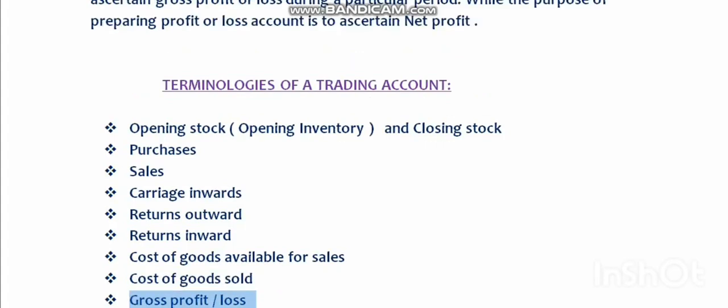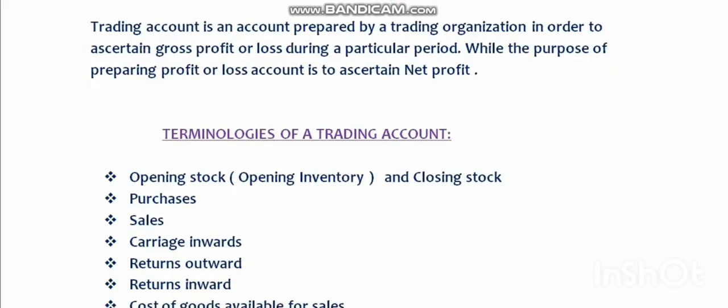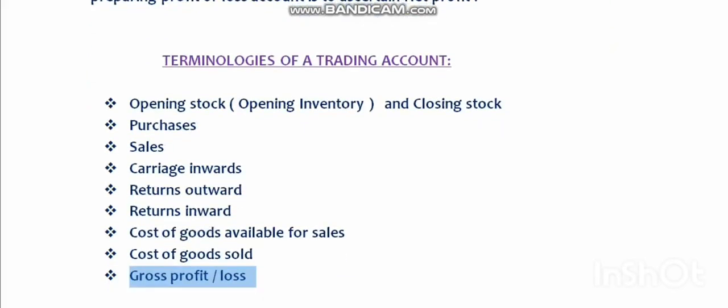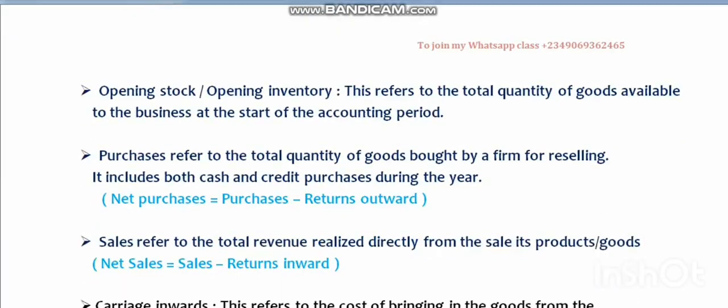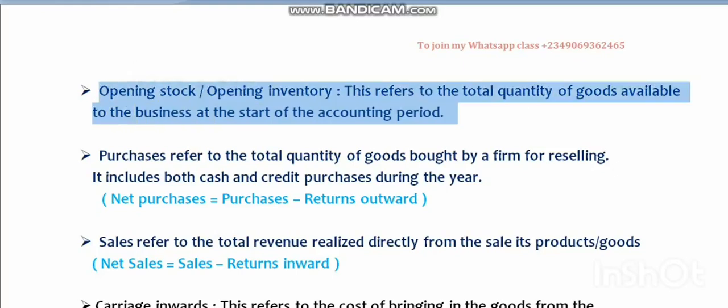So let's look at this now. As we talk about opening stock, we are going to define it from here. Opening stock refers to the total quantity of goods available to the business at the beginning of the accounting period. So it means that at the beginning of the year, the quantity of goods is what the business will sell.